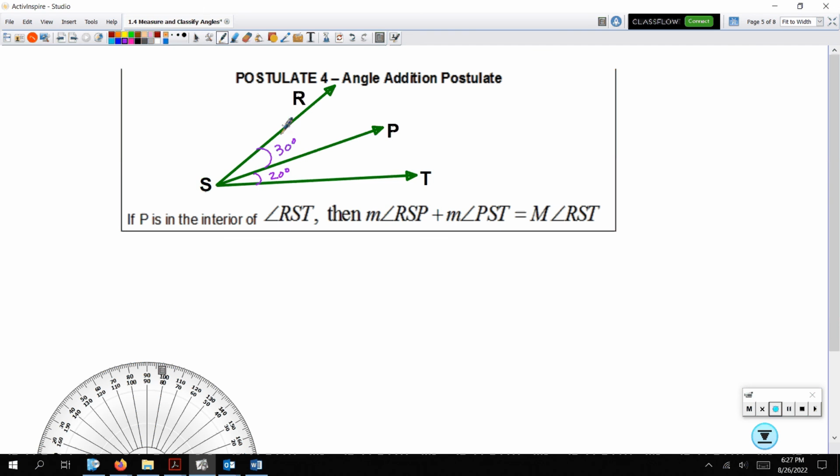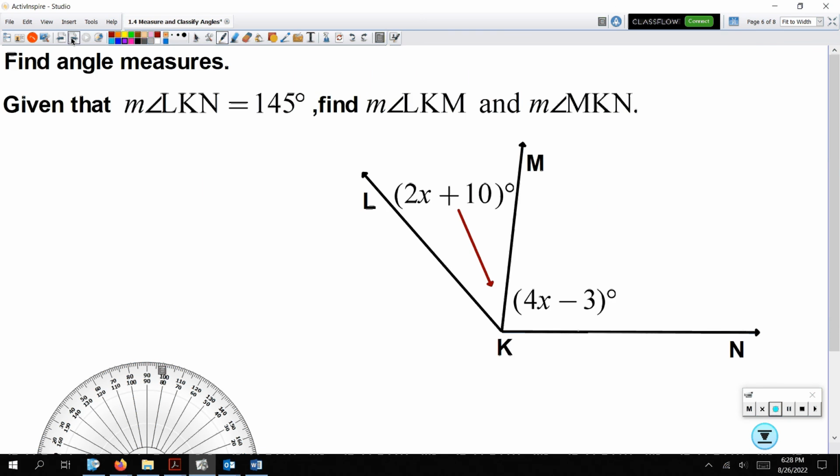Well, if RSP is 30, plus PST is 20, the measure of the large angle is 50. Boom, 50 degrees. That is so nice. My protractor's still there, but that's okay. All right, so now we're going to find the given measures using the angle addition postulate.